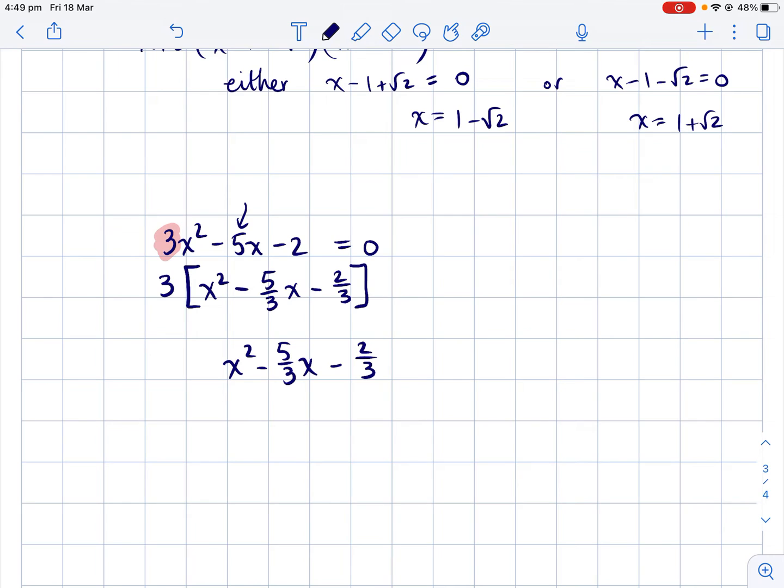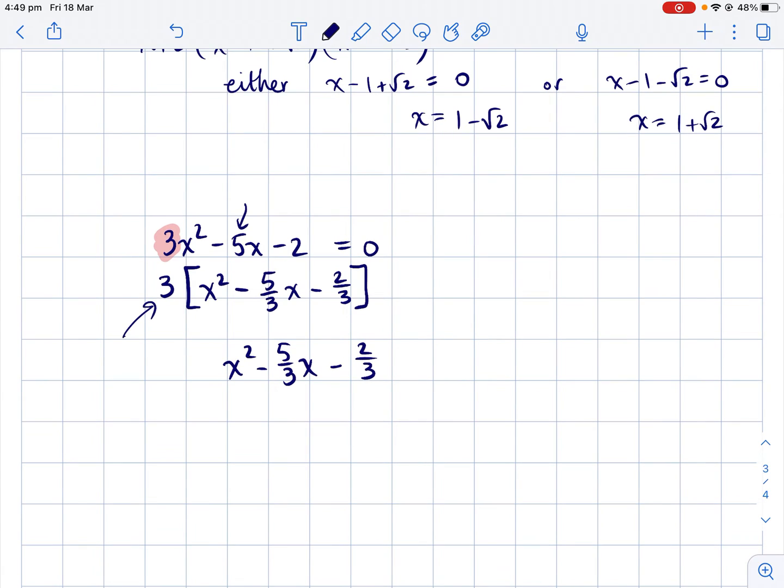Okay, so just put this 3 aside for the moment. Let's just work with the bit inside the brackets and complete the square for this process. Although I've got fractions, the technique's exactly the same. I halve the middle term. So my middle term was 5 over 3, and I have to halve it. And then I square that term.